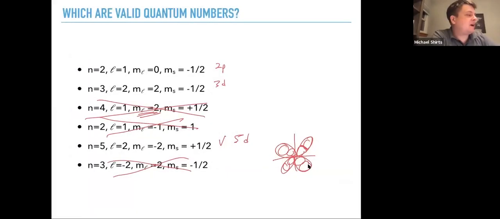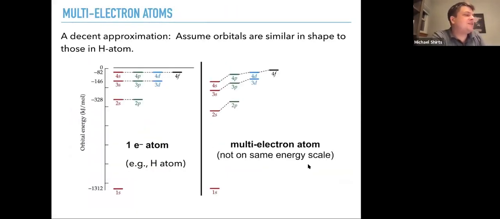How is it different for other atoms? So it turns out to be a decent approximation to other atoms. You can assume these orbitals are fairly similar in shape to those in the hydrogen atom. The difference is, in a hydrogen atom, the 2s and the 2p have exactly the same energy. 3s, 3p, 3d, exactly the same energy. The energy does not depend on your subshell number, which is why those never showed up in the Rydberg equation.